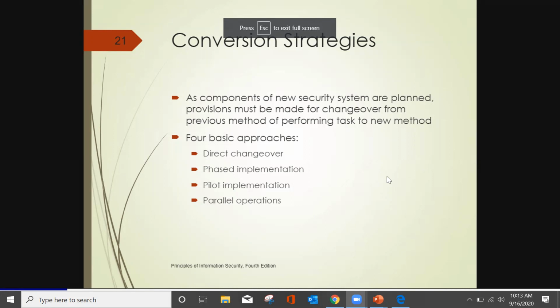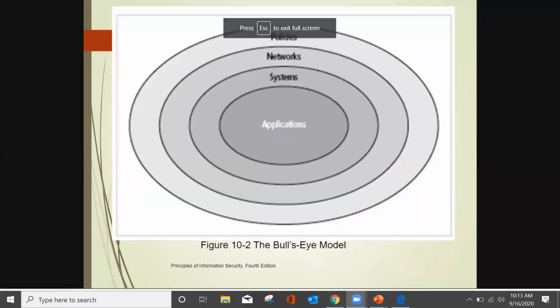So when you are implementing a change, when you are converting something into a better secured structure, you always need to keep in mind all the strategies and all the approaches that you can use when you are converting.